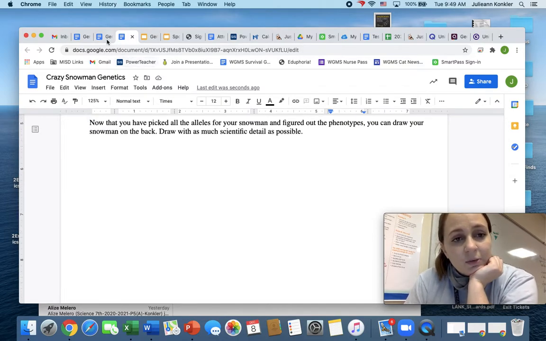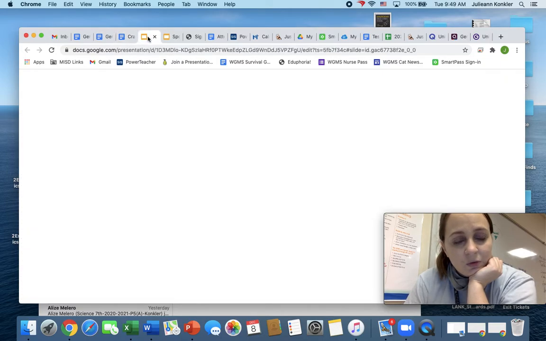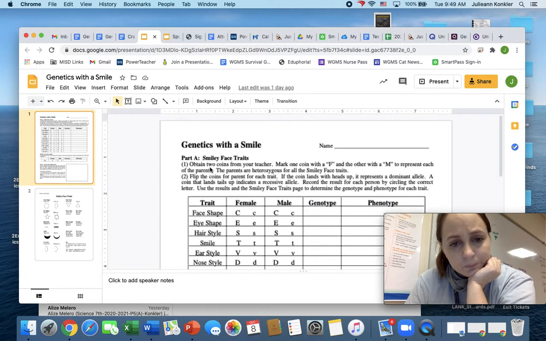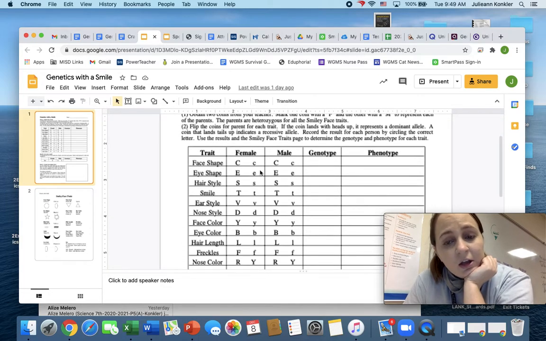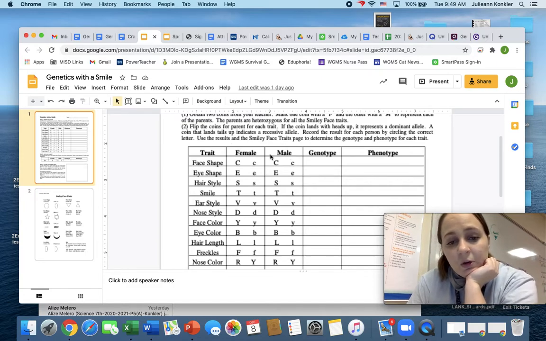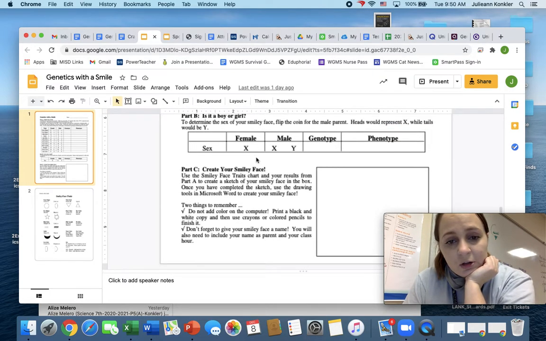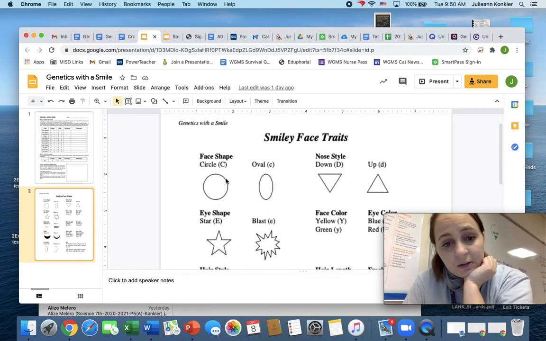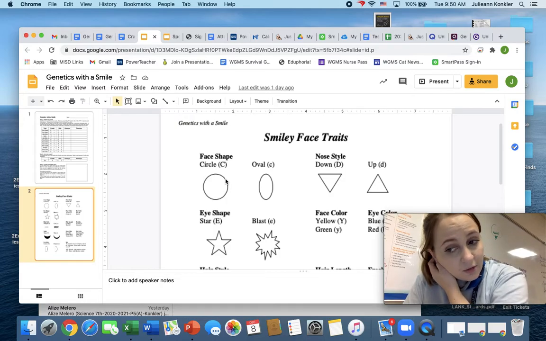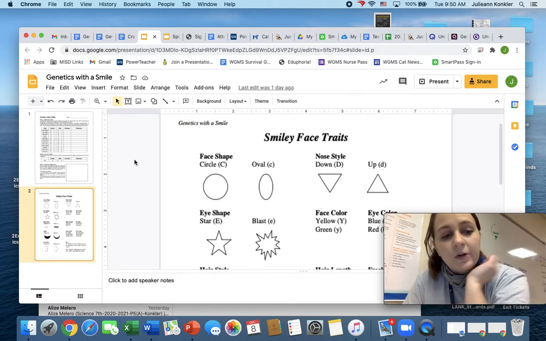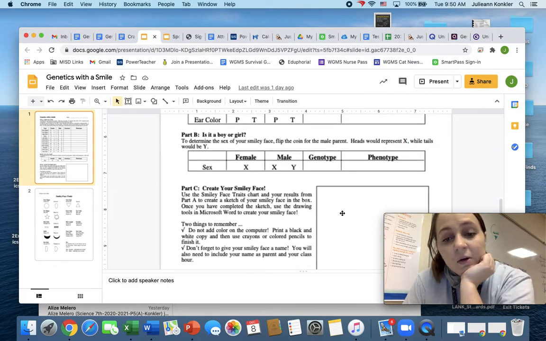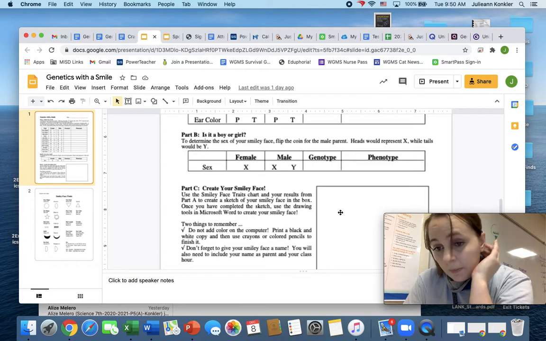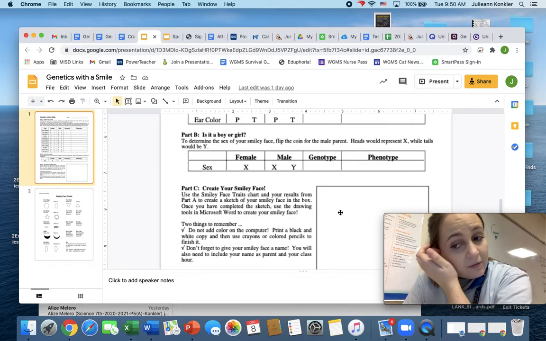The next one is going to be extra credit, now that I've kind of reviewed how things went first period. So genetics was a smiley face. So very similar, but this time you're going to flip for the mom and you're going to flip for the dad. So again, heads is dominant and tails is recessive. And then you're going to use the traits on here to determine this. So if I get a dominant gene, then the face shape is going to be a circle. If I get 2 lowercase, 2 recessive, 2 tails, then it's going to be oval. And you'll draw your smiley face here, or you can, again, draw it on a piece of paper and upload it. Now this is, like I said, extra credit, so you don't have to do it. It's optional.